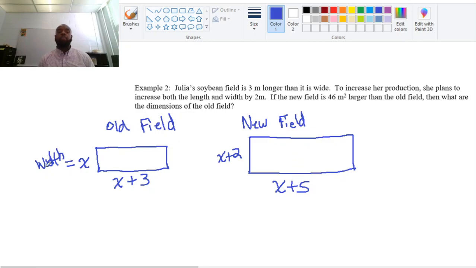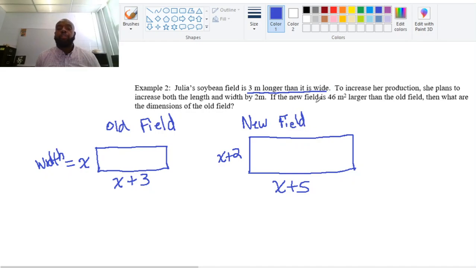And I chose my variable X here, normally I'll use W, but I use X because it gives me my length as if I already know my width. It says 3 meters longer than it is wide. Well, I don't even know how wide it is. That was a clue that I'm going to use my variable to represent the width.